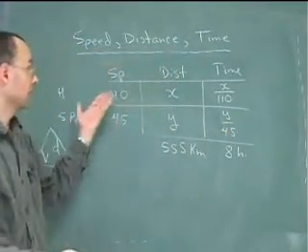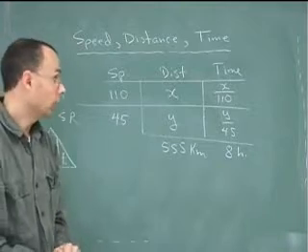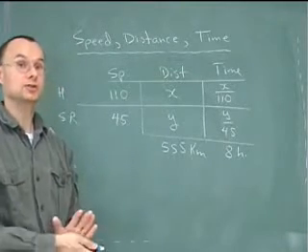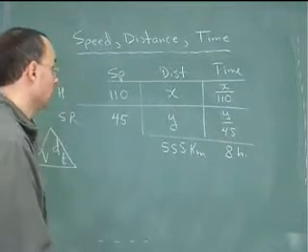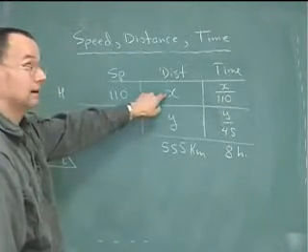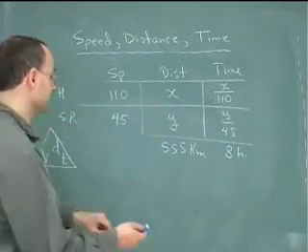Well, now I've got my table filled in. I only have two unknowns. So all I've got to do is create a couple of equations, and then hopefully I can solve those with the minimum amount of work. Well, one equation is quite easy, that this distance x plus this distance y must total 555.